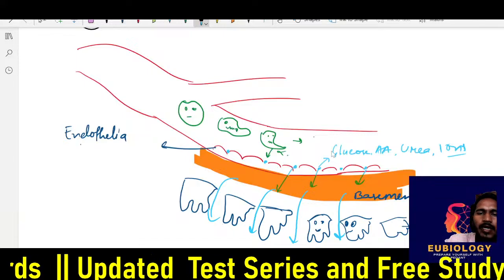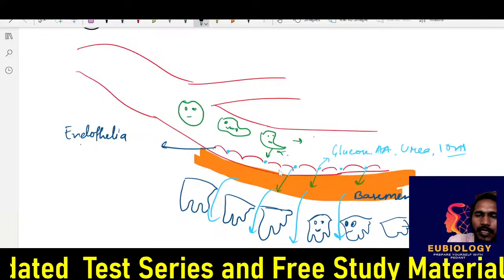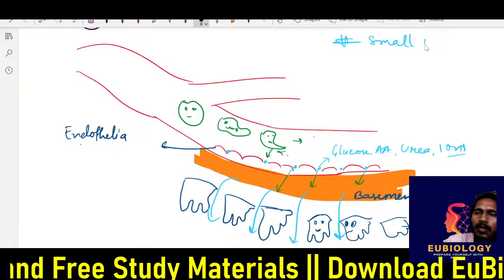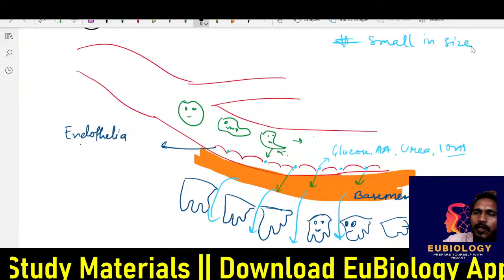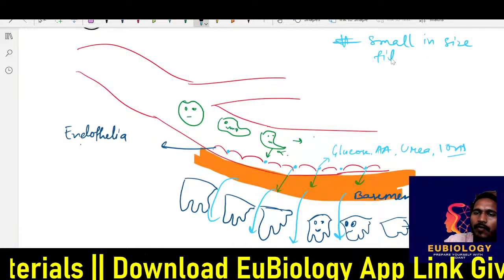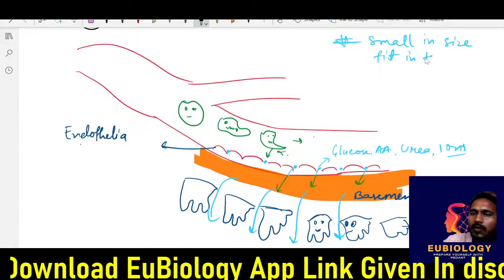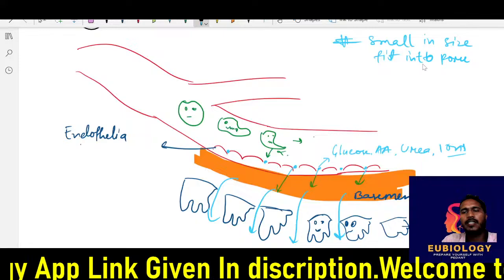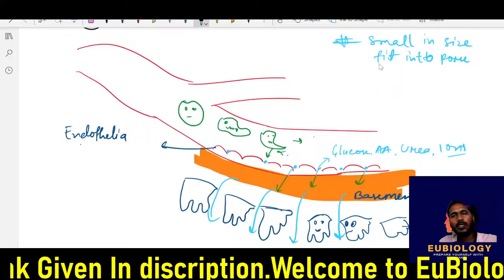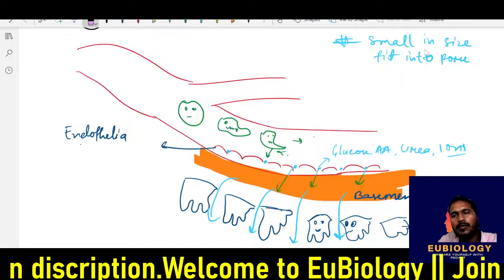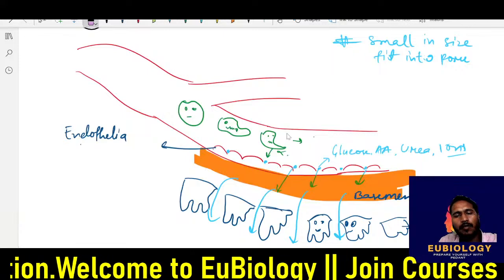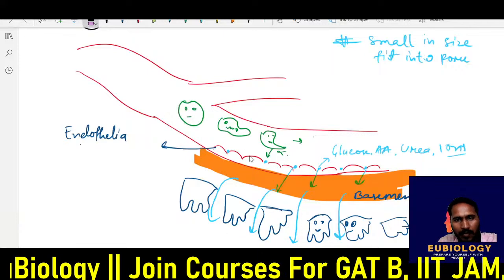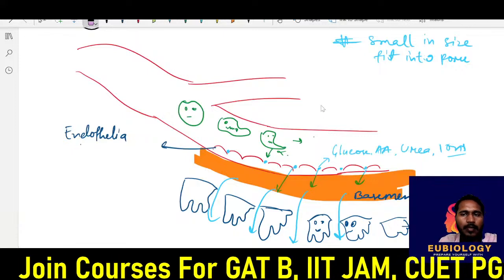What should be the criteria to enter here? First, it should be small in size and fit into the gap, into these pores. These are called pore slits. So it has to fit into the pore slits. Once it fits, it will pass over the endothelial layer of the blood vessels, then the basement membrane, and then the epithelial layer.